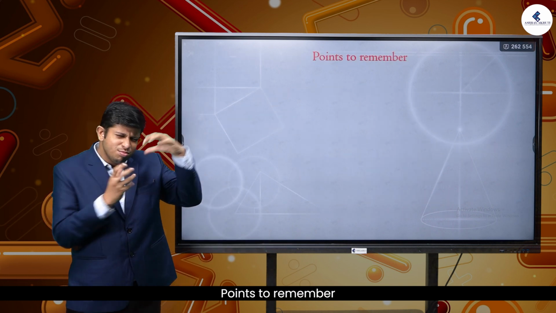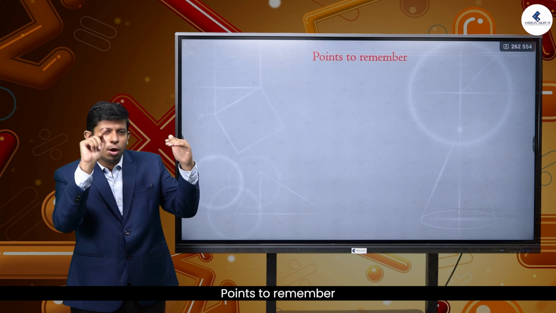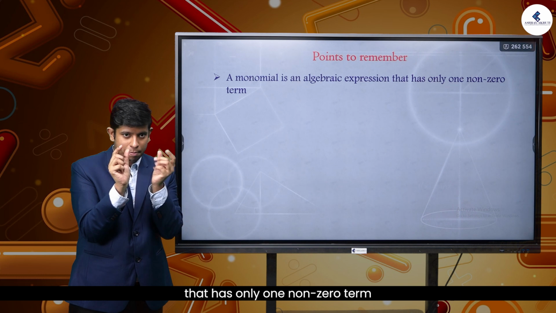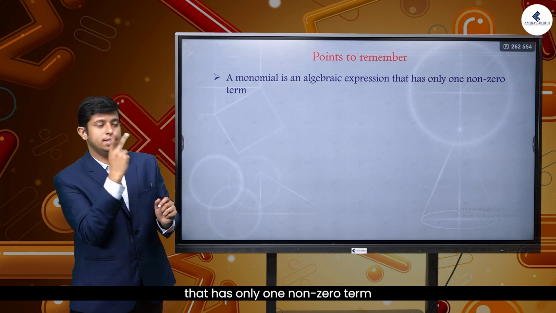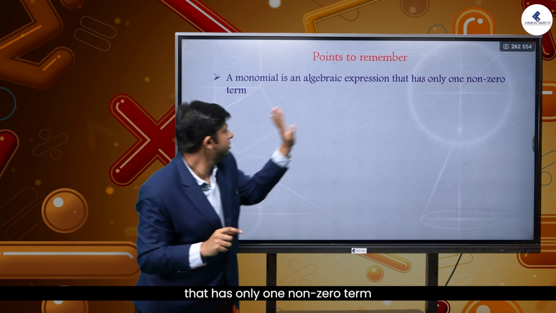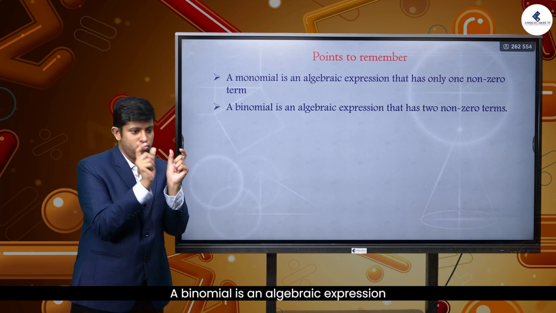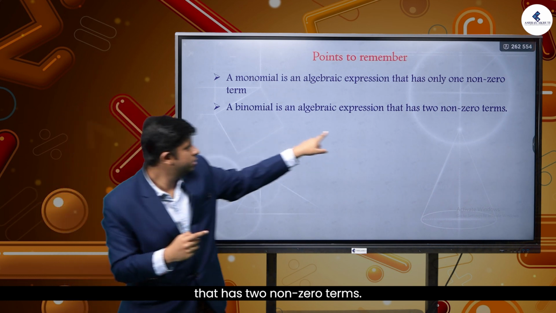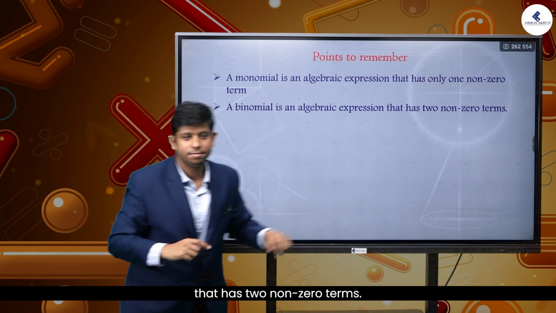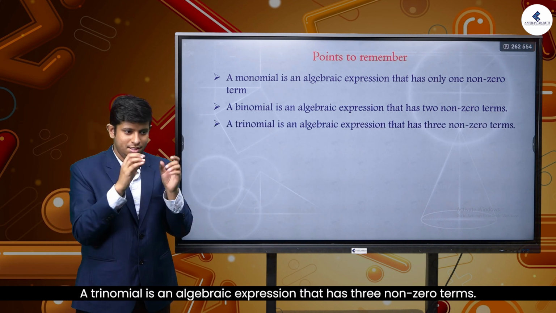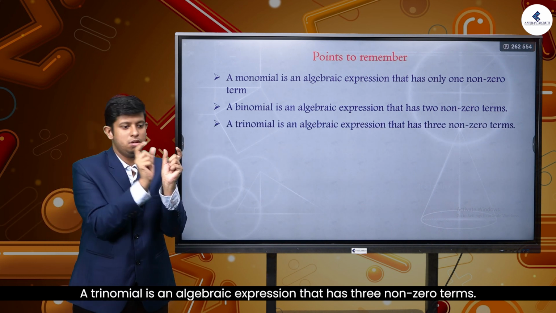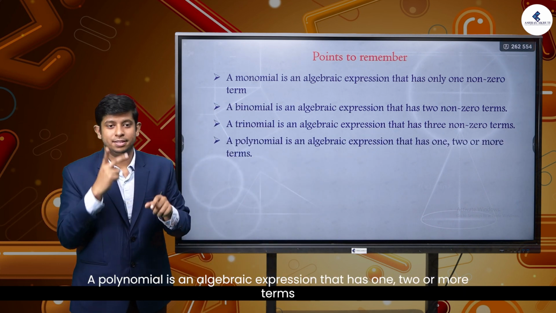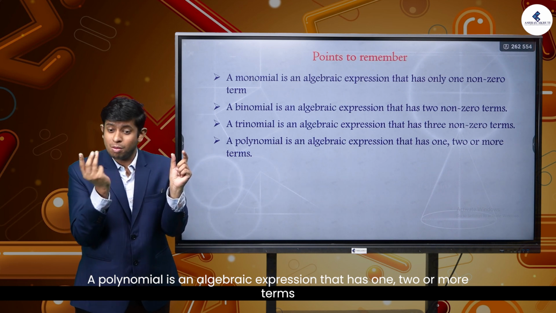Points to remember. A monomial is an algebraic expression that has only one non-zero term. A binomial is an algebraic expression that has two non-zero terms. A trinomial is an algebraic expression that has three non-zero terms. A polynomial is an algebraic expression that has one, two or more terms.